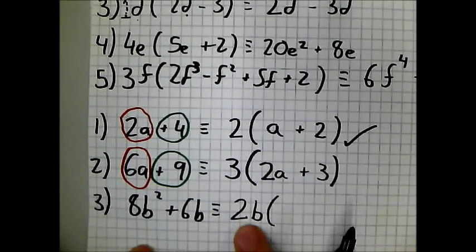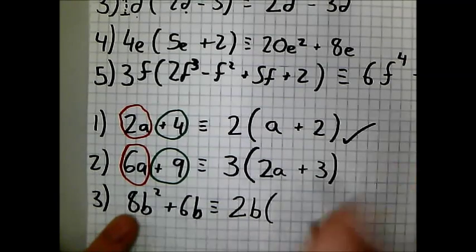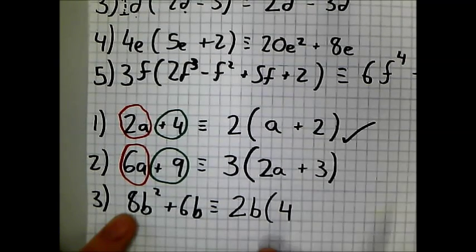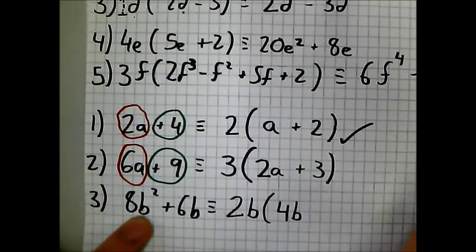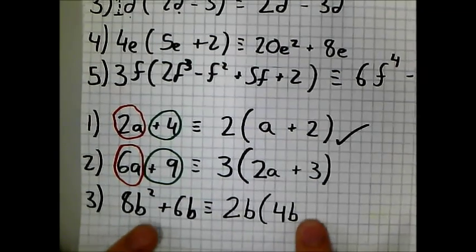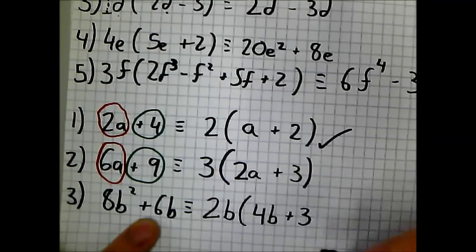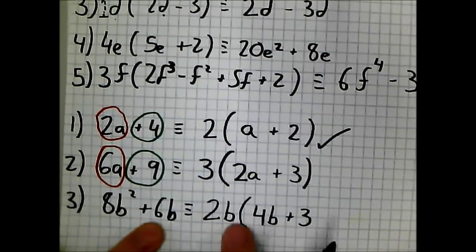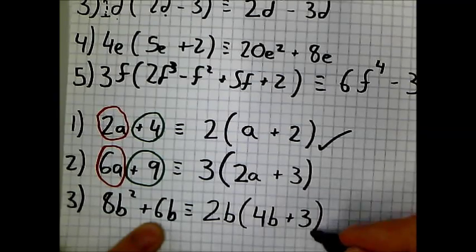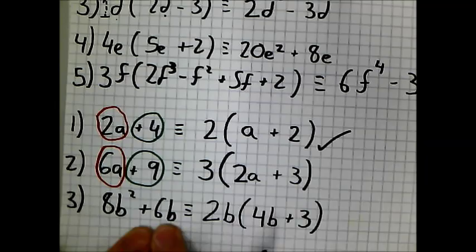So 2b multiplied by something gives me 8b. So 2 times something gives me 8. The answer is 4. b multiplied by something gives me b squared. The answer is b. Okay, 2 times something gives me positive 6. The answer there is plus 3. b times something gives me b. I've already got my b there, so that's absolutely fine. If you check, 2b times positive 3 gives you 6b. That's correct.